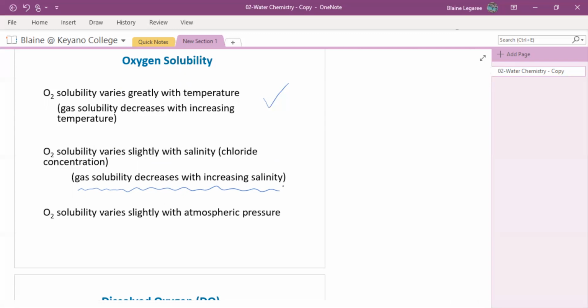Oxygen solubility varies a little bit with atmospheric pressure. So that also means if you climb a mountain where there's less pressure, there's going to be a little less oxygen in the air and therefore a little bit less oxygen in the water. Of course, it gets colder up there, which helps increase the solubility of water. So it kind of cancels out a little bit with mountain elevation.